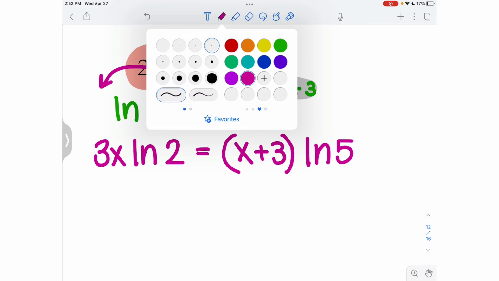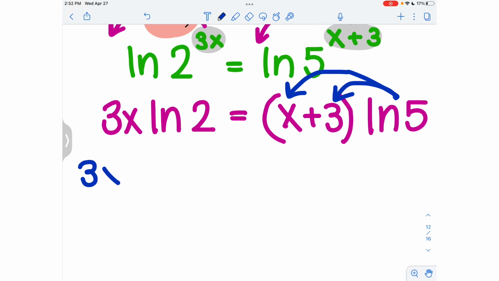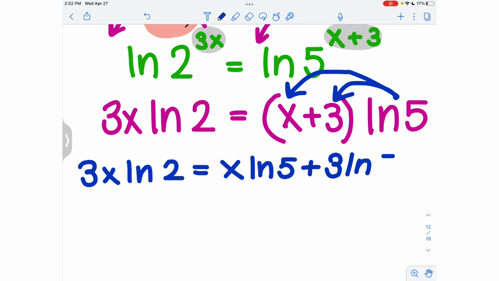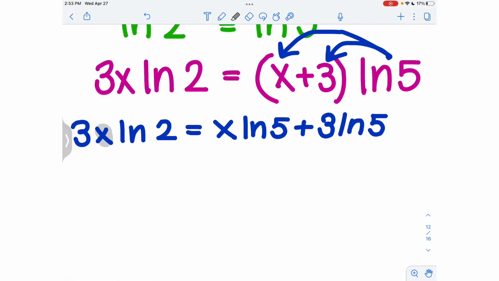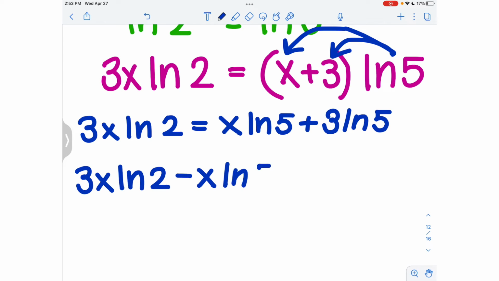And I am allowed to distribute a log only when there's a number after it. So since there is a number after the log, I can distribute, which means on the left, I still have the 3x natural log of 2 equals x times the natural log of 5 plus 3 times the natural log of 5. I just distributed the ln of 5 to both the x and the 3. And now I need to solve for x, but the problem is this, there's 2 of them. So if there's 2 x's, we want to get them to the same side. So 3x times the natural log of 2, subtract over the x natural log of 5 to the left. And that is going to equal the 3 natural log of 5.